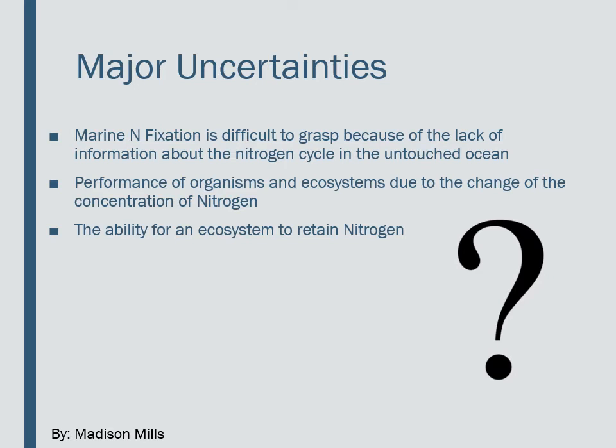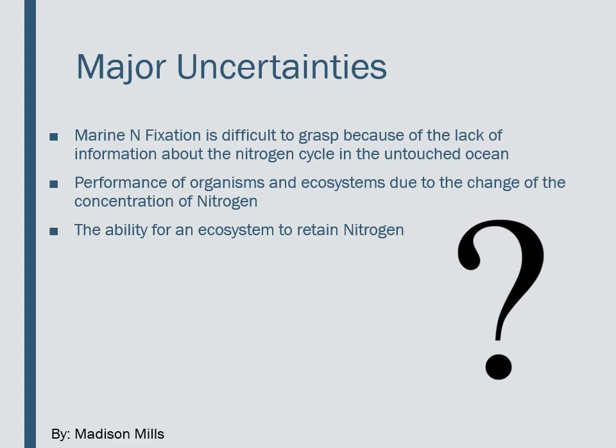Due to our lack of knowledge of the unmodified nitrogen cycle in the ocean, it is difficult to evaluate the effect of human actions on the nitrogen fixation. Another uncertainty is how organisms and ecosystems perform due to the constant change in nitrogen concentrations. Some biological processes were once limited by nitrogen supply, but now have large amounts of nitrogen, causing limitations of other resources to be more important. And it's in question how these species are evolving with the constant change in nitrogen concentrations.